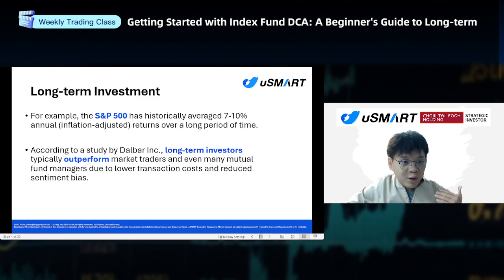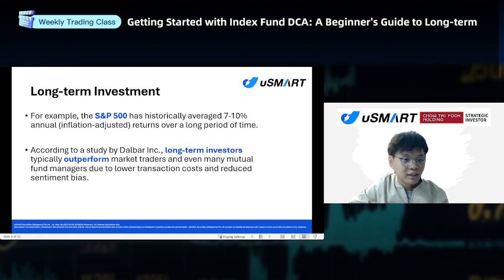So for long-term investment, today we are talking about DCA in index funds. This is one of the strategies for long-term investment, not a short-term technical analysis thing, but a long-term investment.